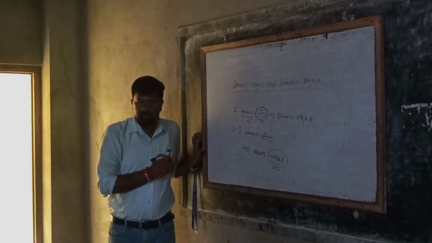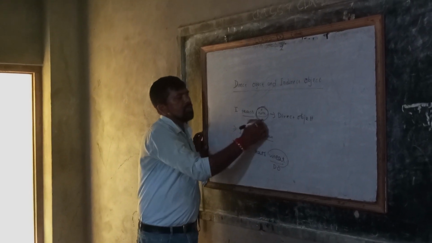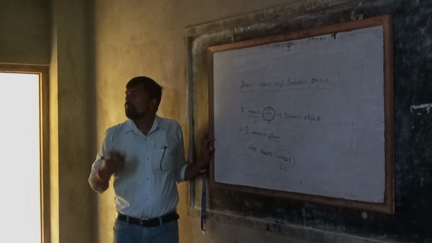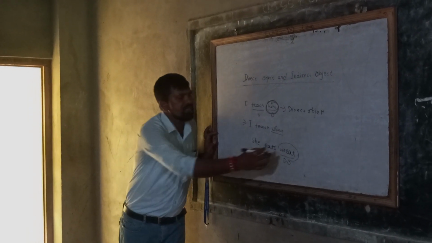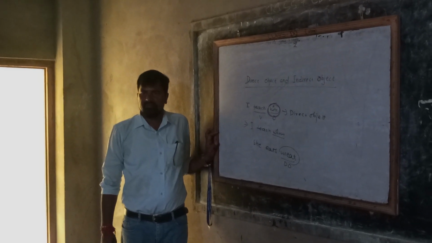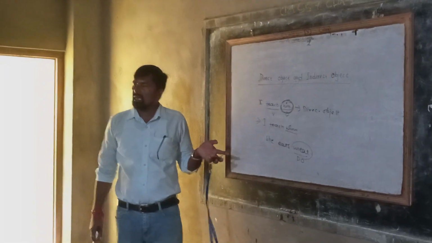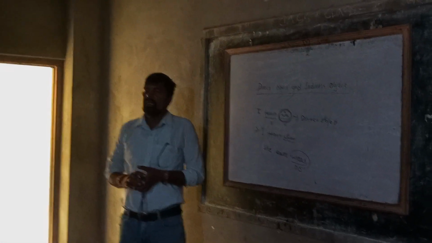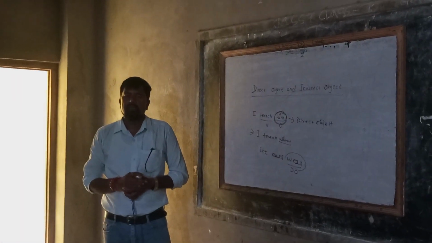Meat is a non-living thing, but "him" is a living pronoun. We use the pronoun "him" especially for persons, but meat means a non-living thing. So now it is clear about the direct object.